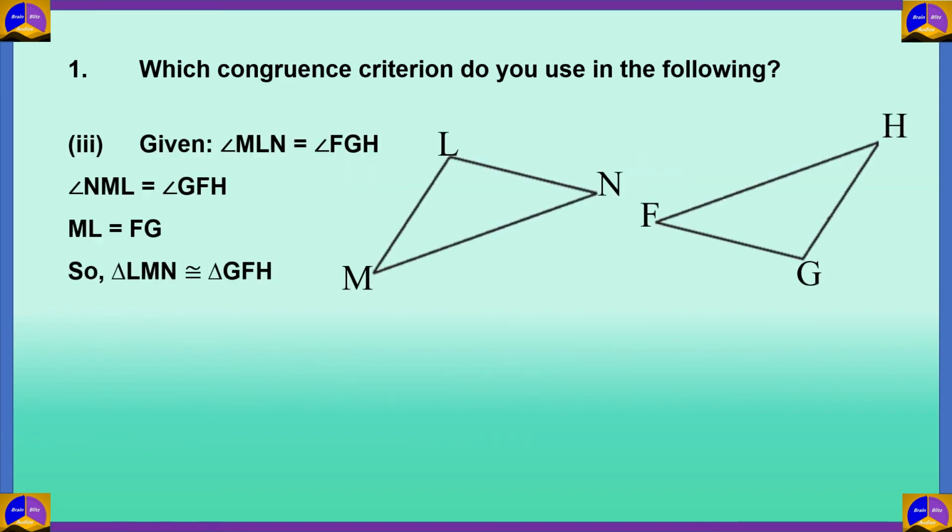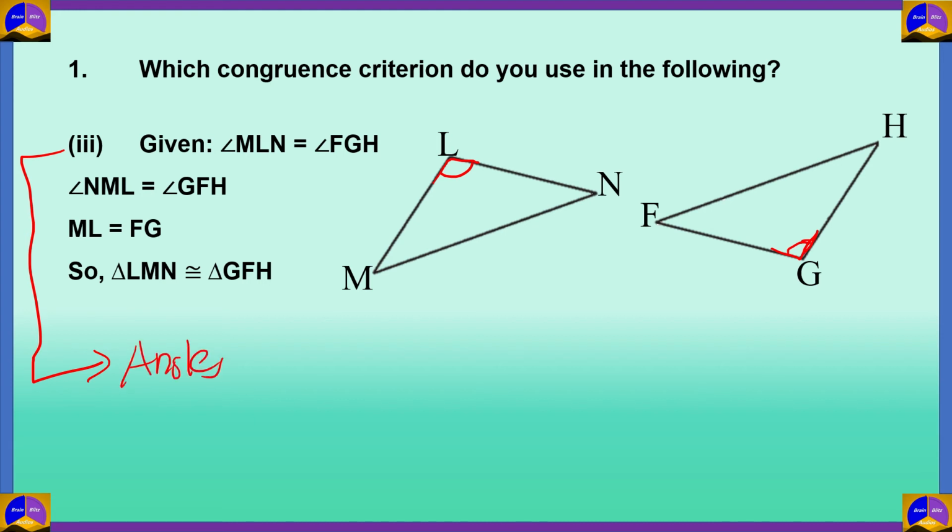Next question. Given angle MLN is equal to angle FGH, angle NML is equal to angle GFH, ML is equal to FG. So triangle LMN is congruent to triangle GFH. Now let's see each of the statements given. Angle MLN is equal to angle FGH. These are both angles.